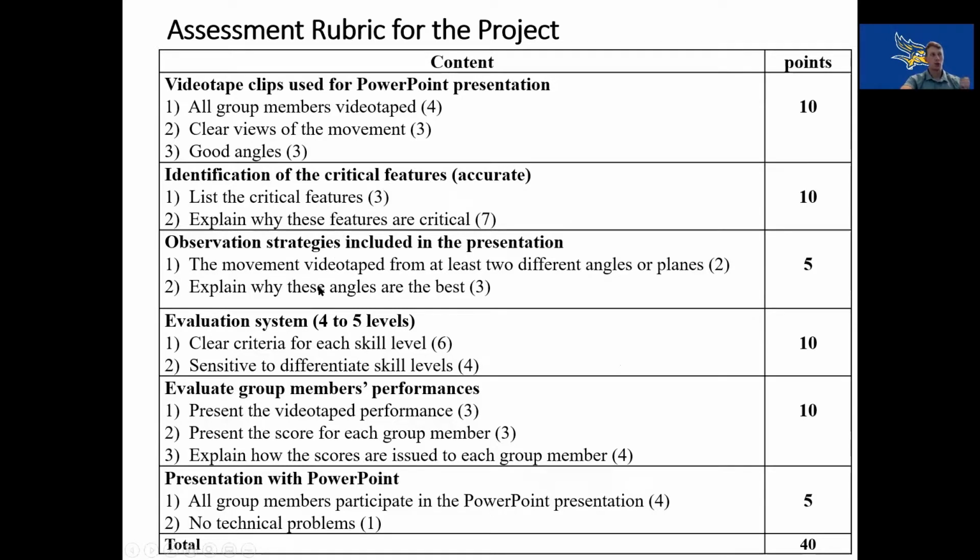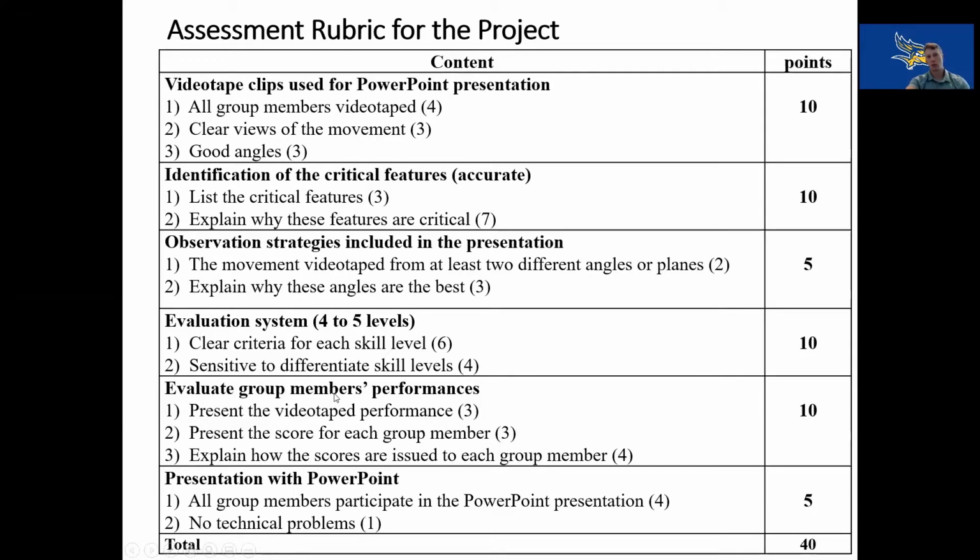Make sure that you have your critical features and why they are critical features. The why is scored more, weighted more than just listing the critical features. So make sure you say why you've chosen these. Okay. Video your movement. Explain why you chose these angles. Have clear criteria for each skill level. Make sure that the criteria is sensitive enough to differentiate skills.